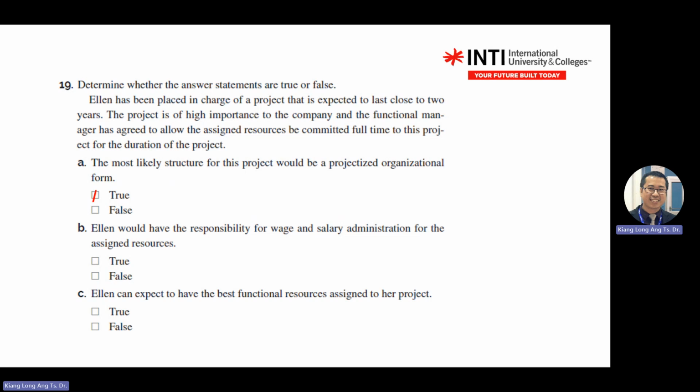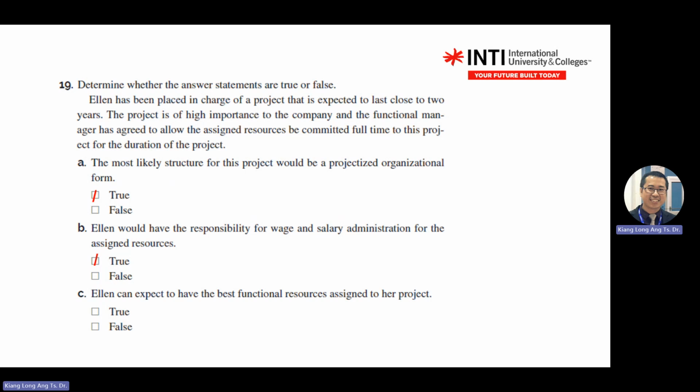Elaine would have responsibility for wages, salary, administration for these assigned resources. True or false? True. Why true? It already tells you this scenario is project-based already. In project-based, the PM has responsibility for P&L, so has the authority to make sure that everyone is paid according to their role. Elaine can expect to have the best functional resources assigned to her projects. True or not? True, because this one is supported by this line.